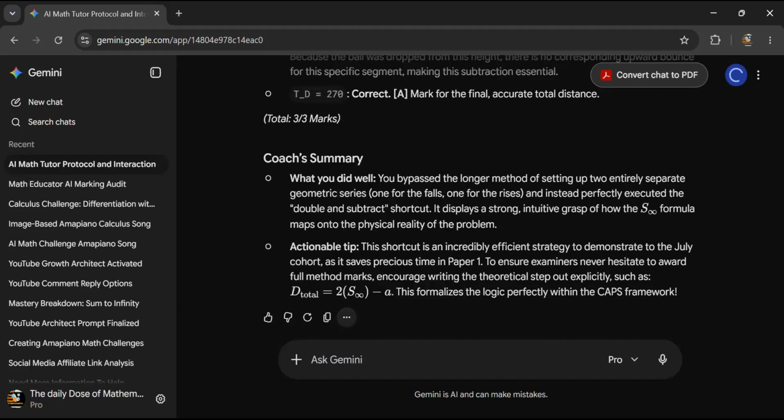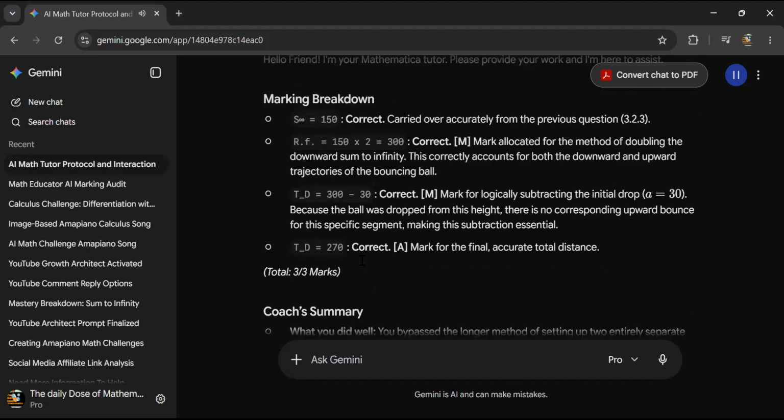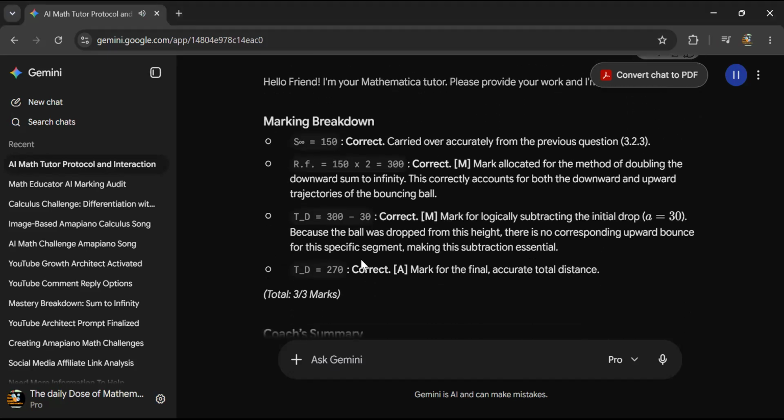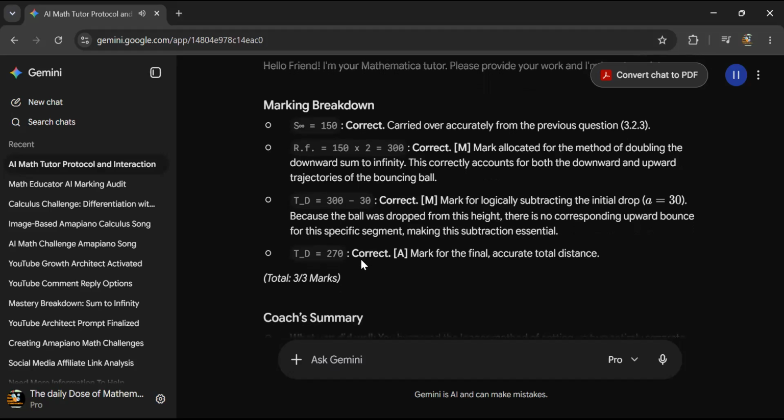What do you keep? Hello friend, I'm your mathematics tutor. Please provide your work and I'm here to assist. Marking breakdown. S infinity equals 150. Correct. Carried over accurately from the previous question, 3.2.3. R F equals 150 times 2 equals 300. Correct. Method mark allocated for doubling the downward sum to infinity. This correctly accounts for both the downward and upward trajectories of the bouncing ball.